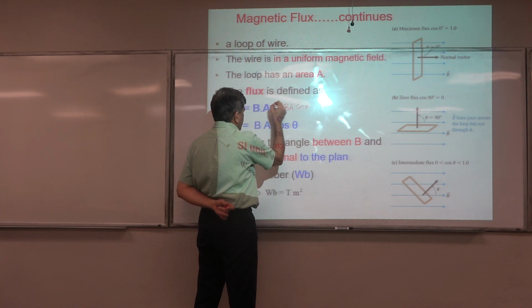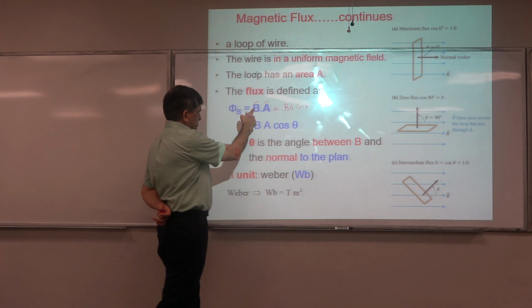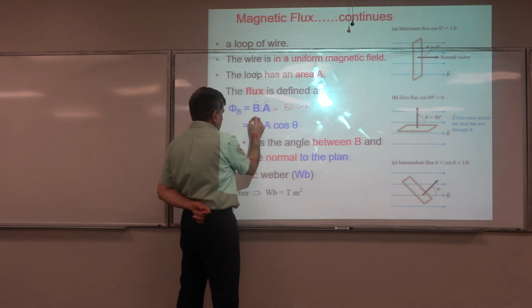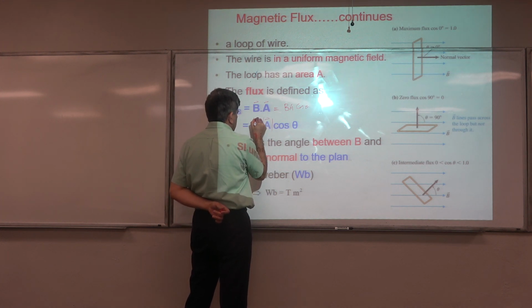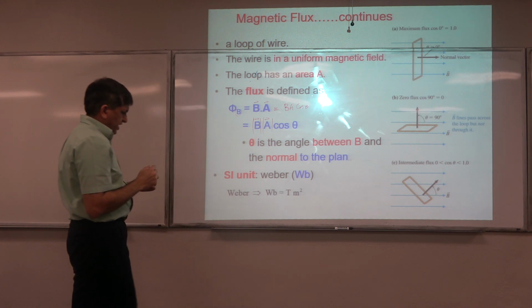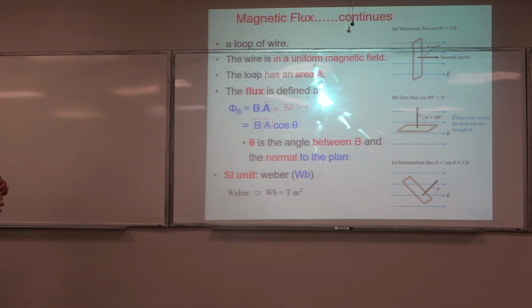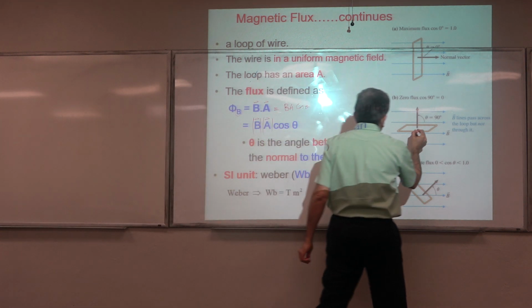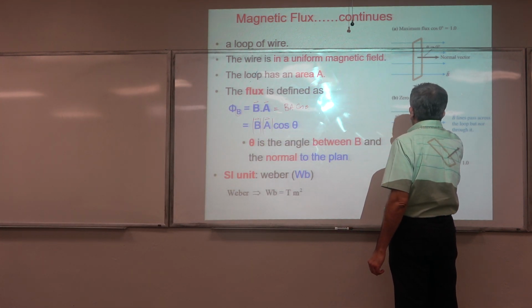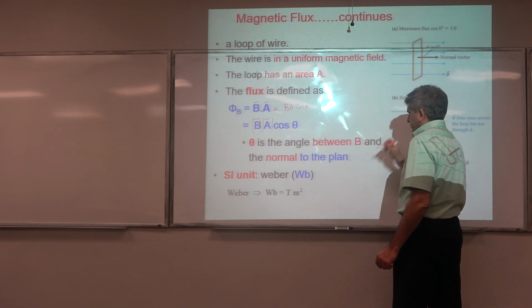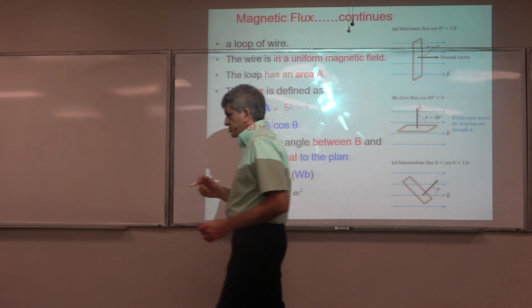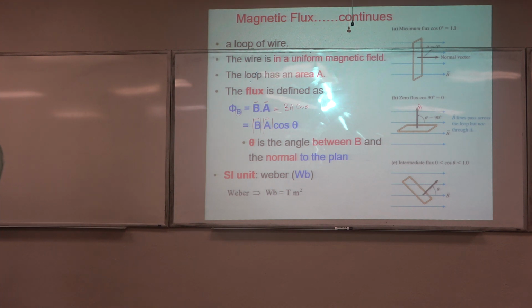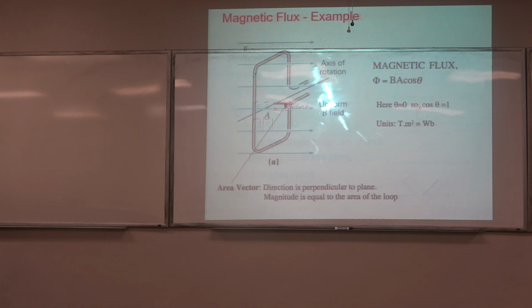A is the area vector, this is a vector, as you see in the boldface. But now the dot product is not a vector anymore. Theta is the angle between the magnetic field B and the normal to the plane area vector. Now the standard unit for this flux is the Weber, and a Weber is Tesla times meter squared.